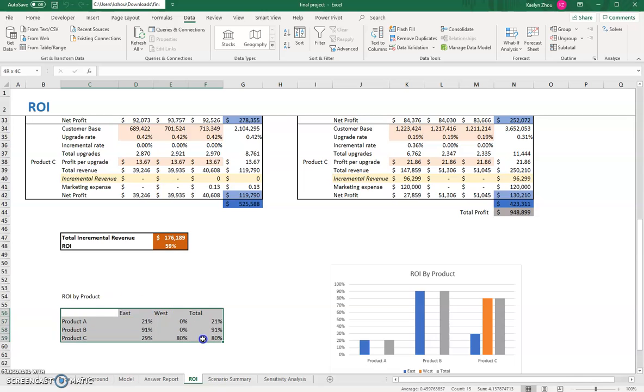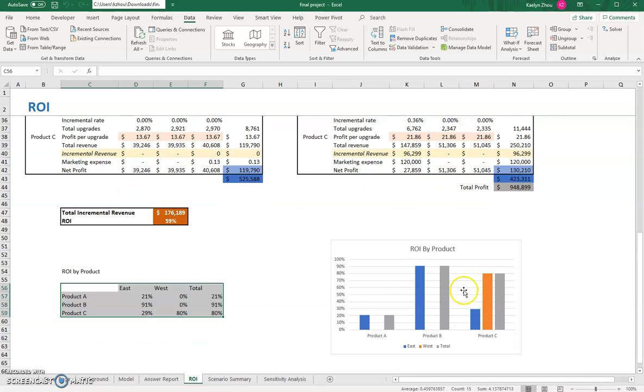This is a table of ROI by product. We can also see that product B has the best performance, and product C in the West region is better than in the East region.